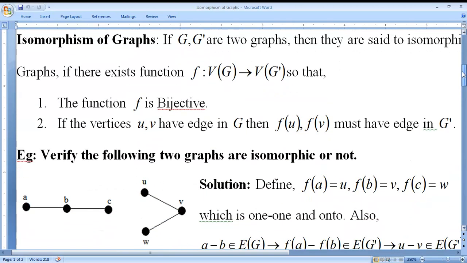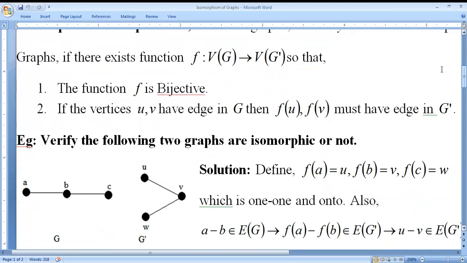Now let us see the definition of isomorphism of graphs. Suppose a graph G is given and a graph G dash is also given. When do you say these two graphs are isomorphic to each other? There should exist a function f from the vertices of G to the vertices of G dash satisfying the conditions. The function must be a bijective function. And the second point is, if there is an edge uv in the first graph, correspondingly f of u, f of v must be an edge in G dash.